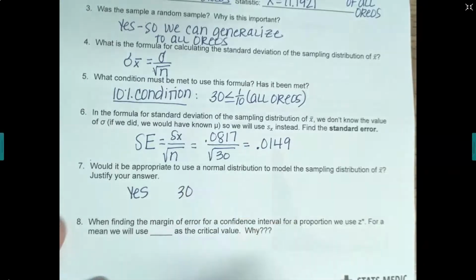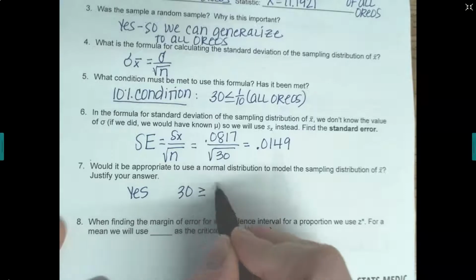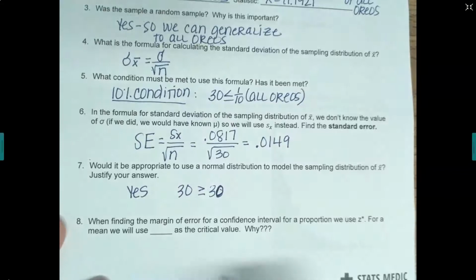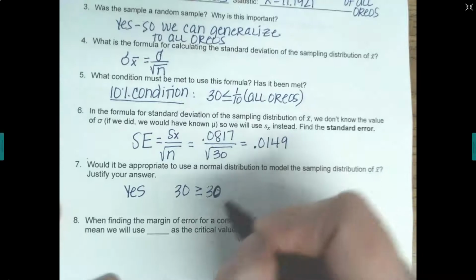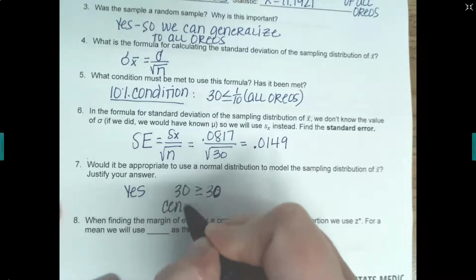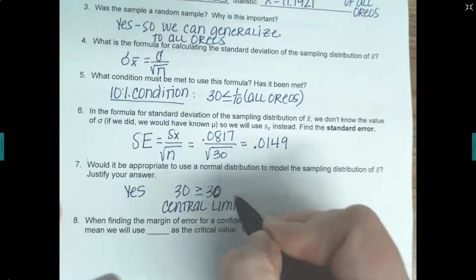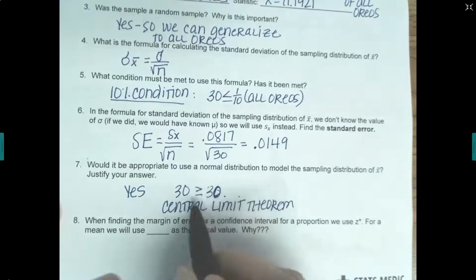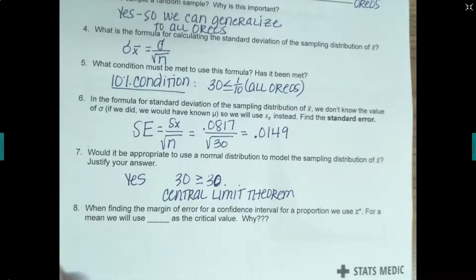We had a sample size of 30, and the number that you would compare that to is, it has to be greater than or equal to 30. 30 is the comparison number. So 30 is greater than or equal to 30. So we have a sufficiently large sample size, and that's called the central limit theorem. We could write CLT, but we have to state that this is allowed because of the central limit theorem. Okay, so that has to be part of our information.